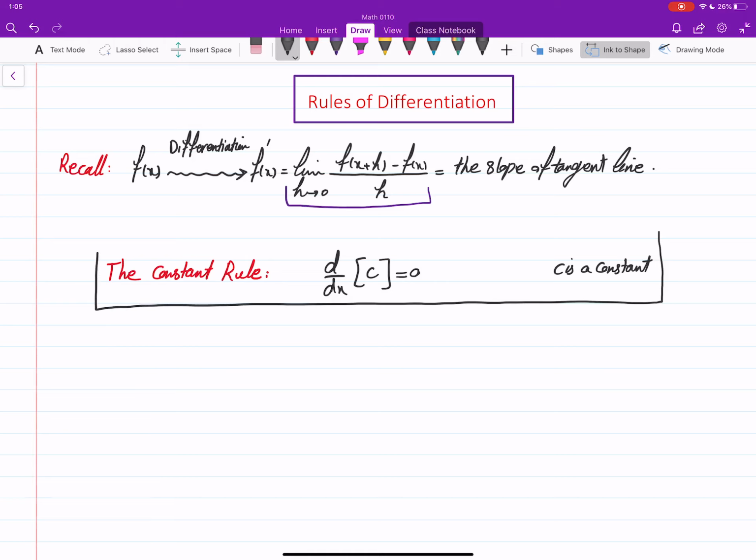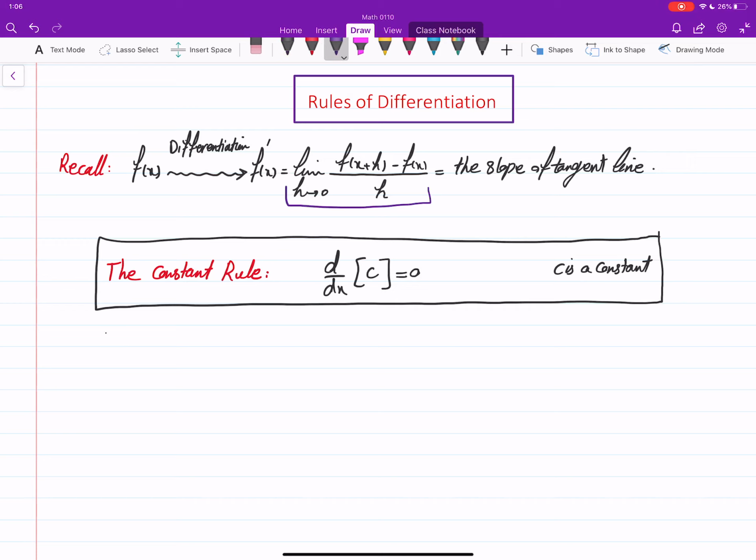The derivative of a constant is 0, which kind of makes sense also in the setting that this is the slope of the tangent line to a horizontal line. That's a line itself, so that's why you get 0.